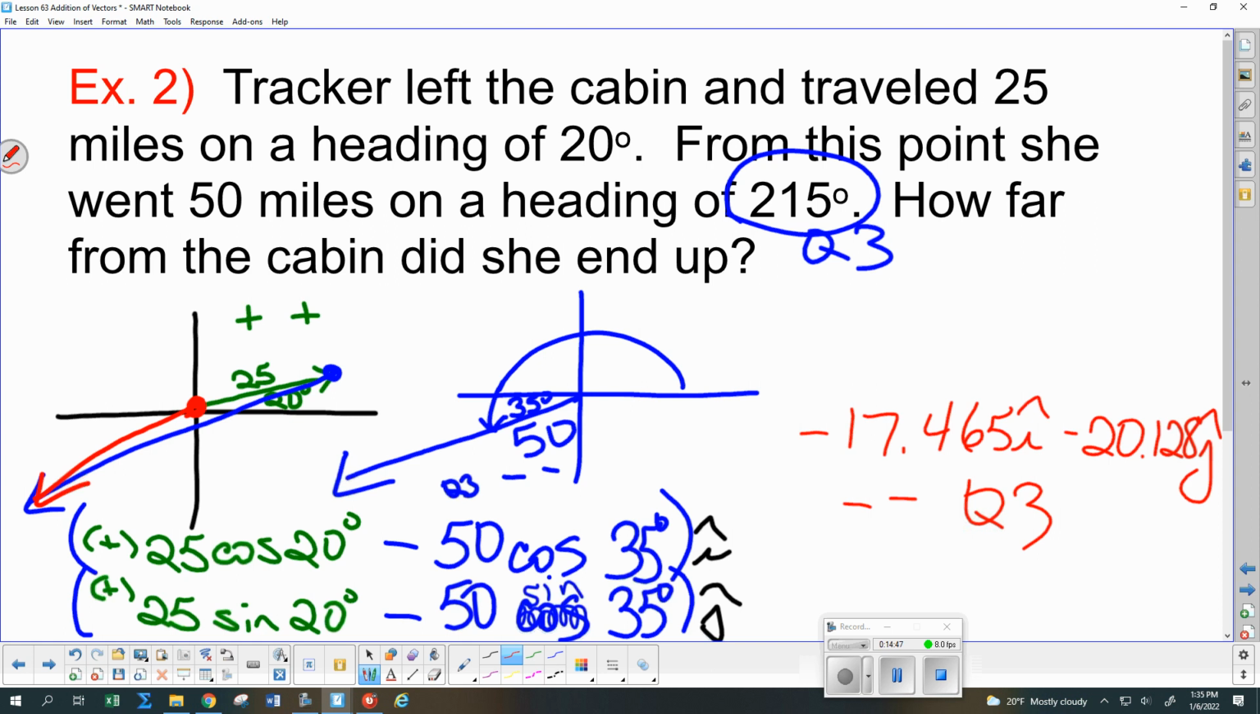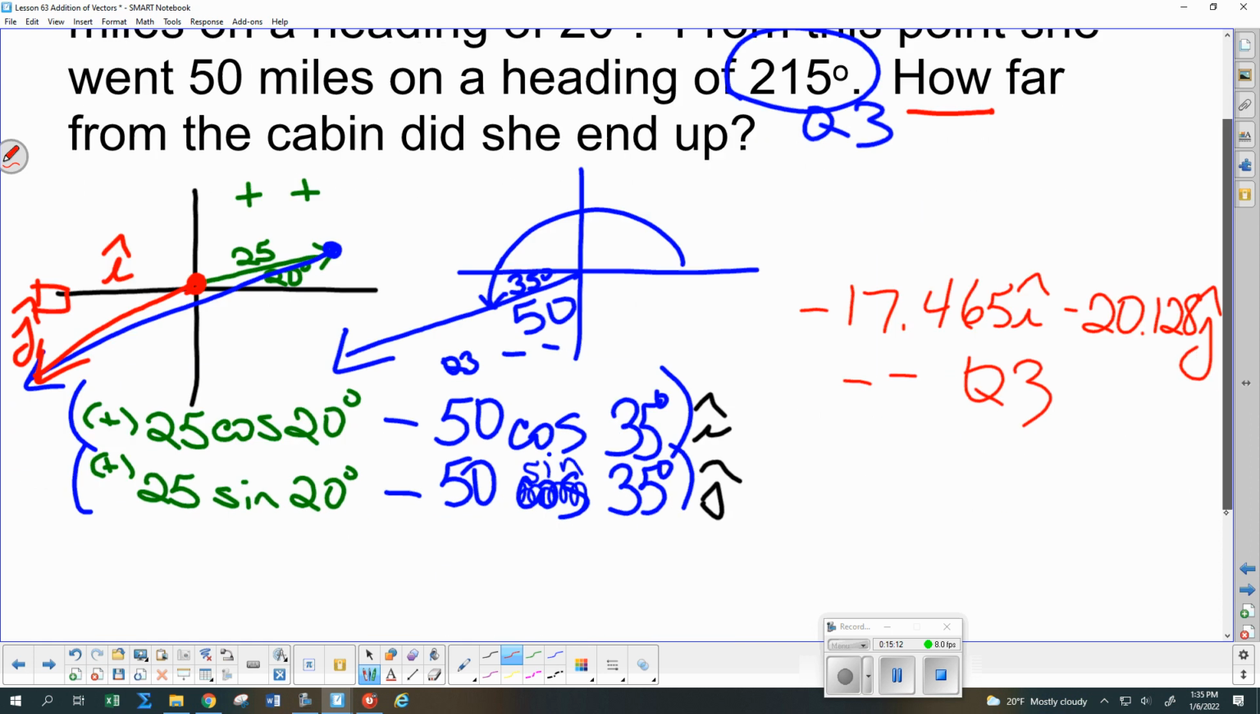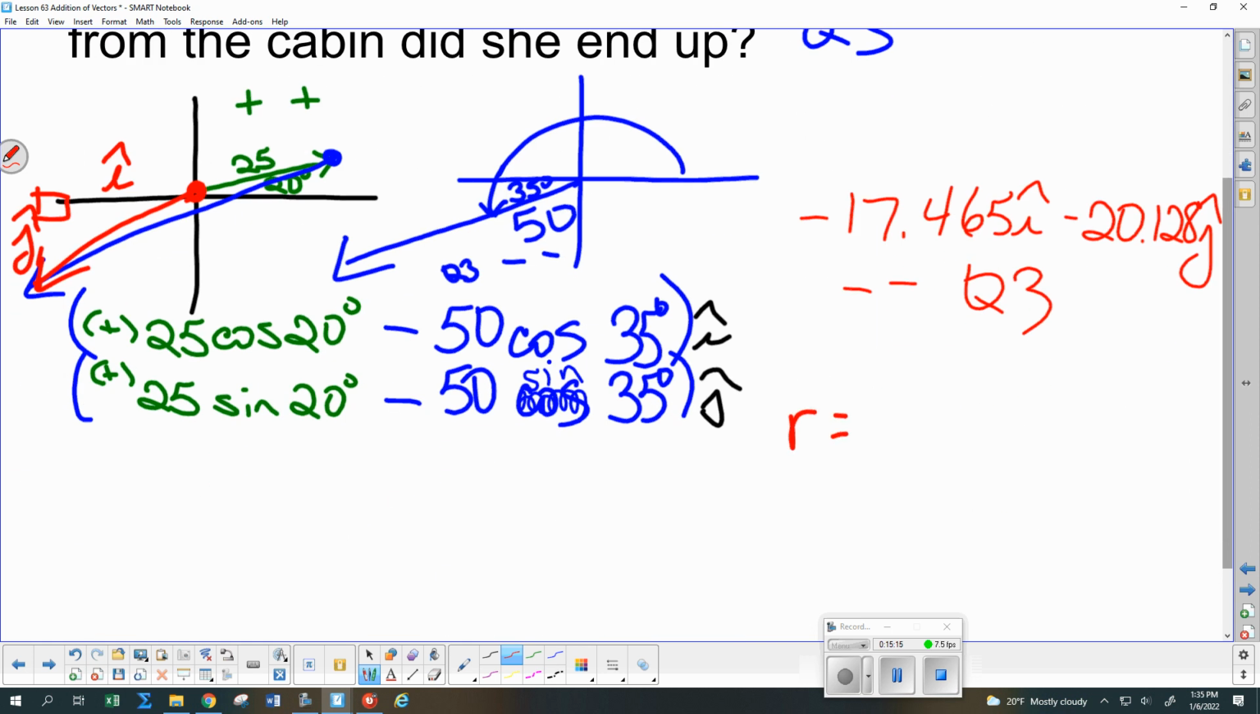Now, what we have answered is, where did she end up? We have not yet answered how far away from the cabin did she end up. So this is why we stored it on this one. This was our I hat, this was our J hat. So Pythagorean theorem, I hat squared plus J hat squared is that distance squared or that r squared. So what we are looking for is how long is the red vector, and it's going to be the square root of the I hat squared plus the J hat squared. I don't care that those are negatives. When I square them, I'm going to get positives.